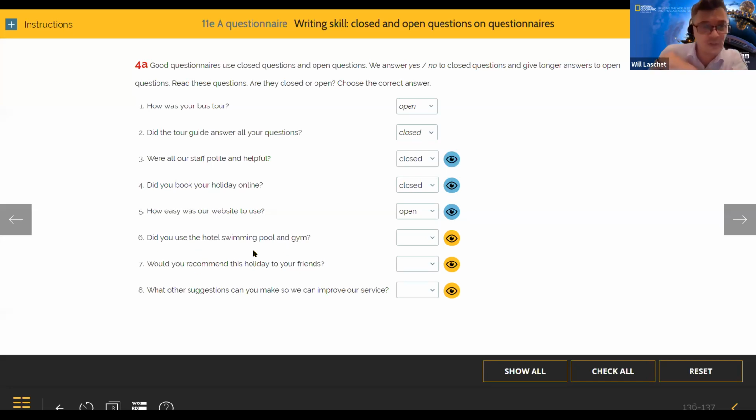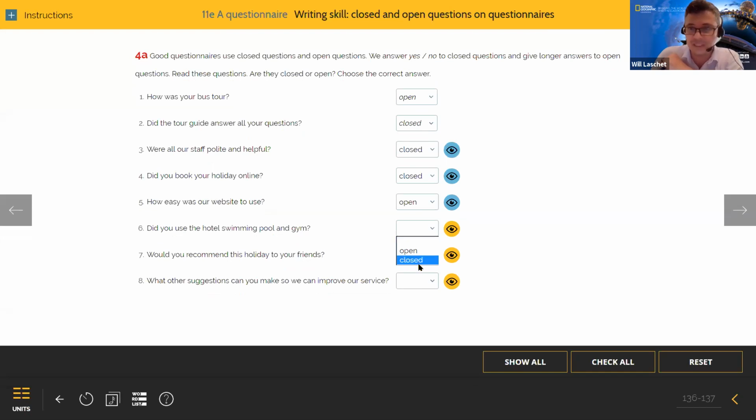How about number 6? Did you use the hotel swimming pool and gym? What do we think? Did you use it? This is a closed question. Perfect. Number 7, would you recommend this holiday to your friends? Would you recommend? And this is a closed question, yes or no. And what other suggestions can you make so we can improve our service? The last one, question 8, this is going to be an open question.